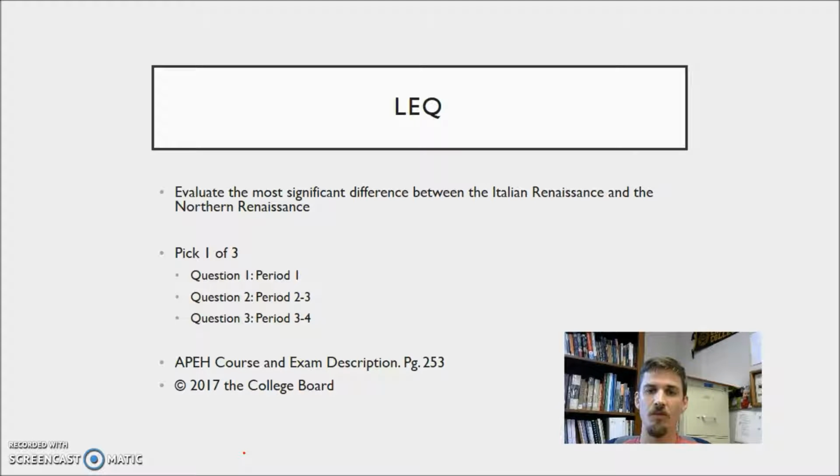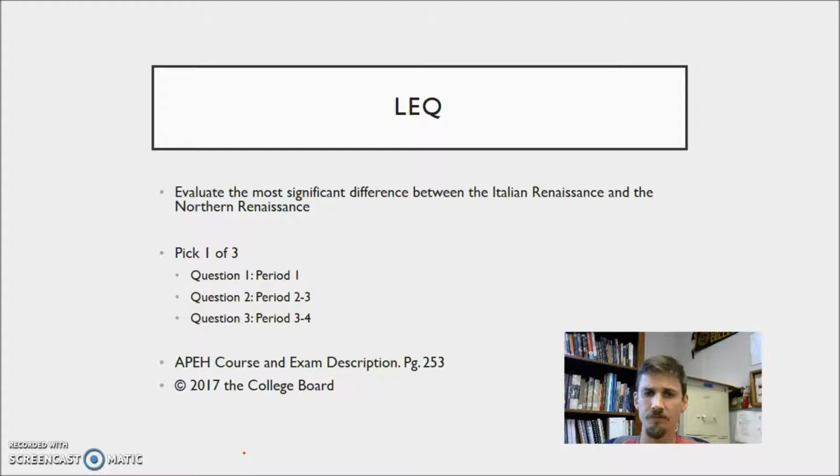The next type of essay question that we have in the AP European History test is what's called the long essay question, or the LEQ. Now, this is what you'll recognize as your really typical kind of history class question. The question itself typically is very short, but it's a very large question, and it requires you to develop your thesis, your body paragraphs, and your conclusion. So it's, again, kind of typical of history classes. This is an example that I pulled off the course description: Evaluate the most significant difference between the Italian Renaissance and the Northern Renaissance.